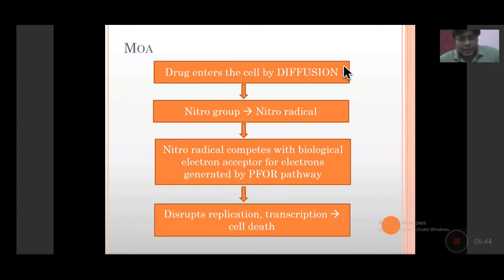PFOR means pyruvate pyridoxine oxidoreductase pathway. And finally, it disrupts replication and transcription and leads to cell death. This is the mechanism of action of metronidazole, and this is what you need to remember.